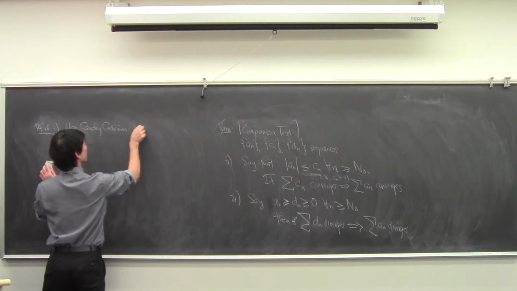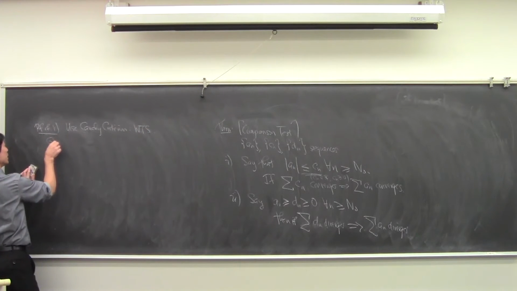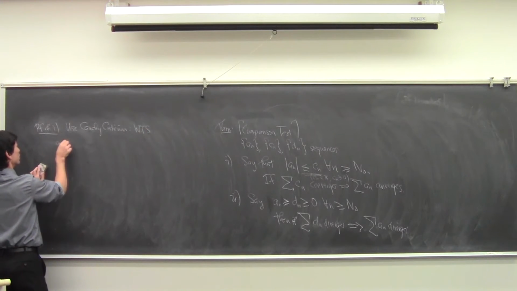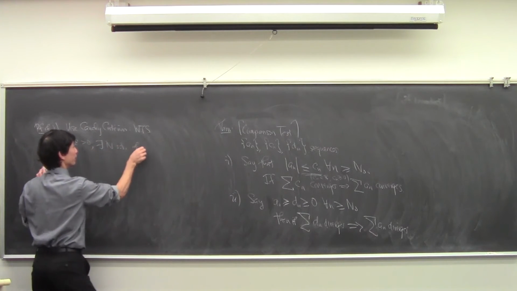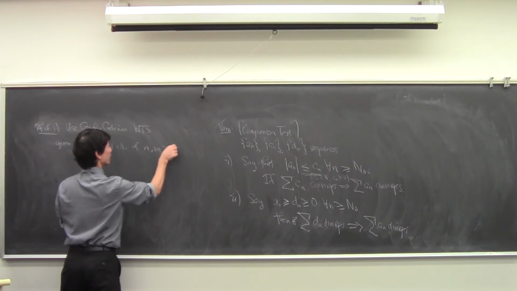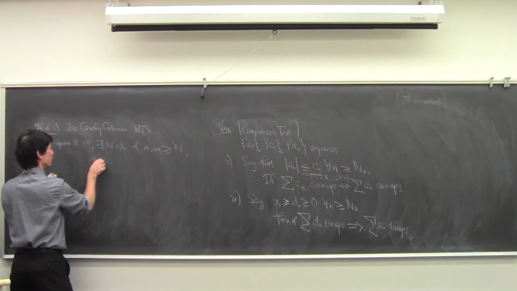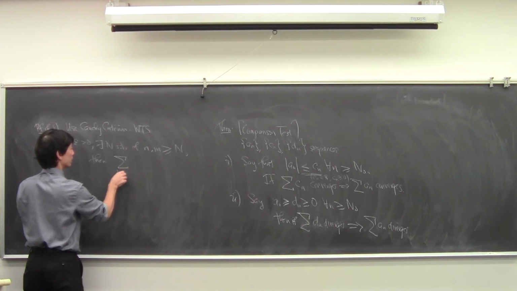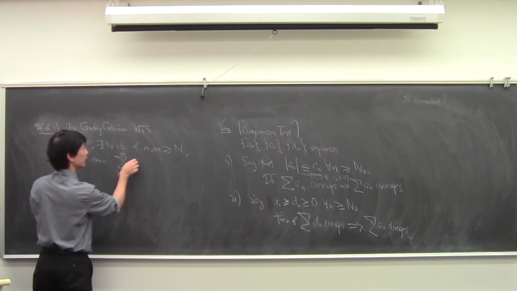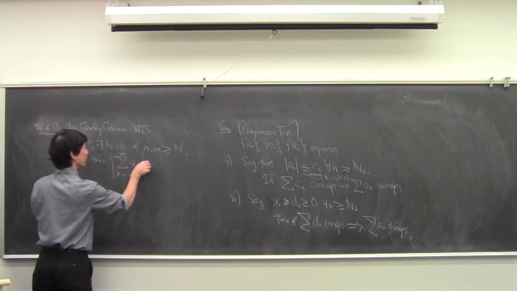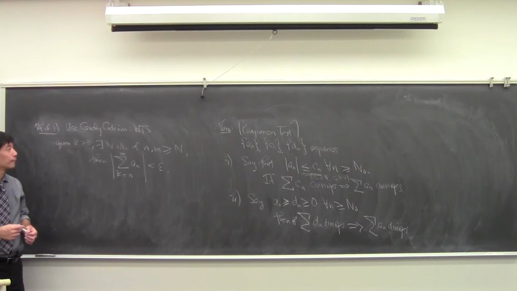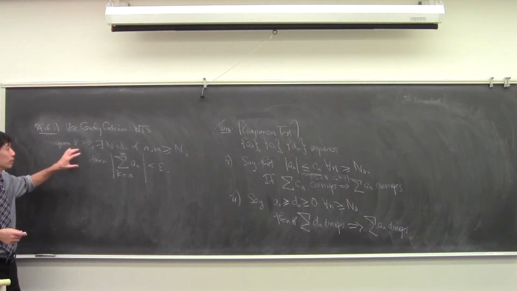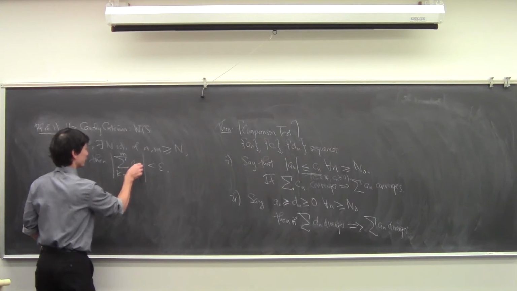We want to show that given epsilon, there exists a time such that if n and m are bigger than that time, then the sum from n to m of the A sub k is smaller than epsilon. Right. This is the Cauchy criterion. Should be A sub k. Oh, I'm sorry. Yeah, A sub k. Thanks.